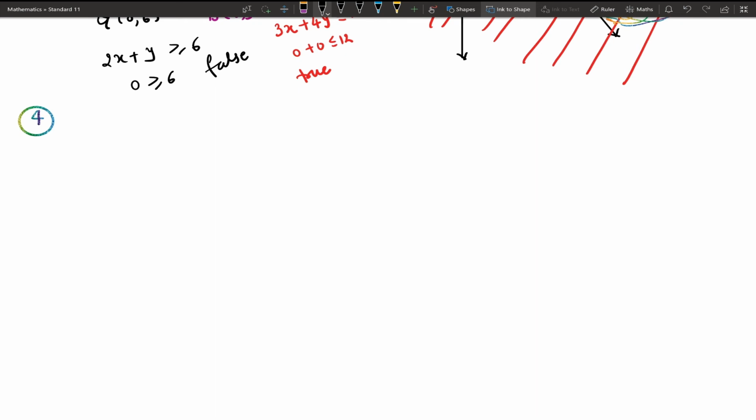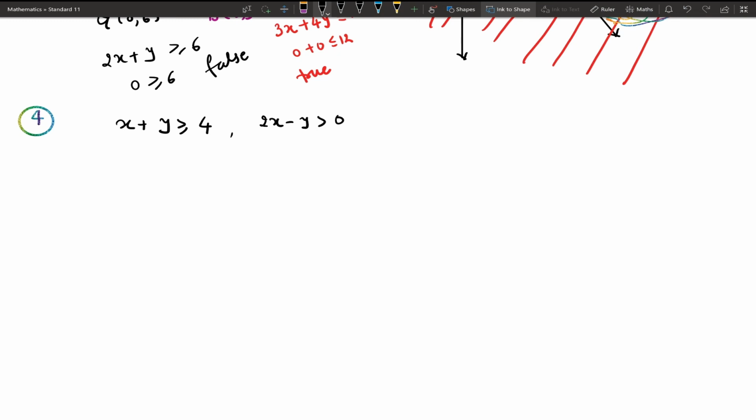x plus y greater than or equal to 4 and 2x minus y greater than 0. Now you note that the first one is a slack inequality, the second one is a strict inequality.